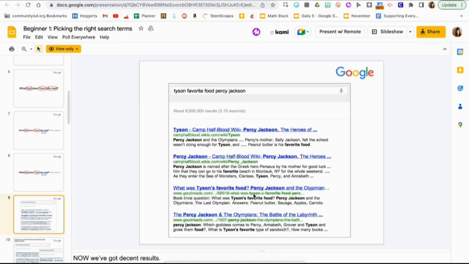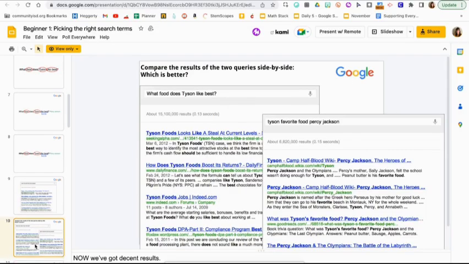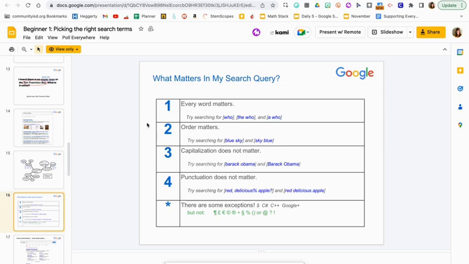Now we get the results we're looking for. We even have an answer right here to the thing that we were actually trying to find out. What was Tyson's favorite food? If we look at the two different results, we see more specific search terms gives us the information we were looking for, so students can clearly see how more specific results can benefit them.